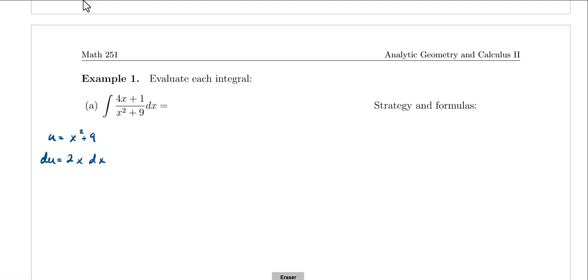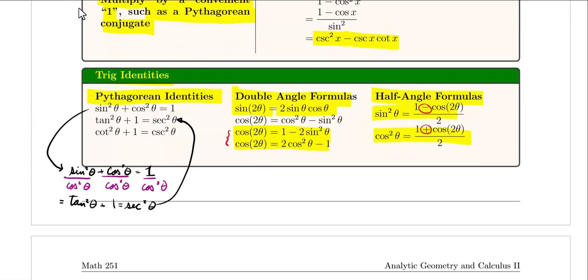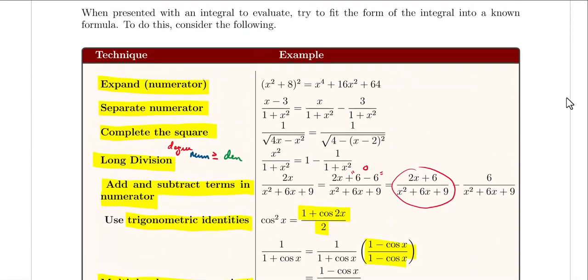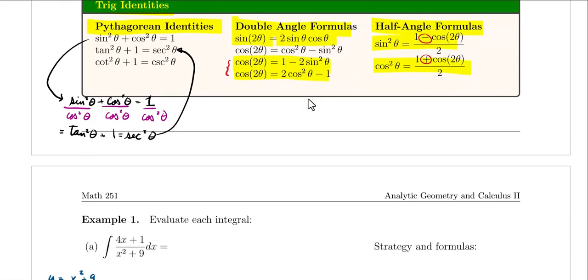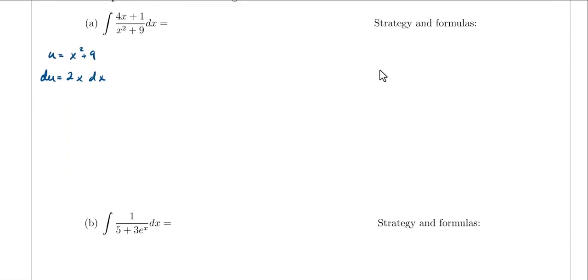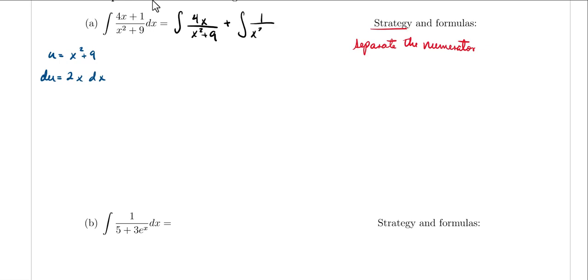So what can we do? Well, I'll let you guys take a look at the above and see if you can come up with one approach that can help us. Alright, so if I scroll up here, which one might work? I'm thinking that, hey, maybe we could go ahead and separate the numerator. And that's exactly what I'll do. So I'll put here as a strategy, separate the numerator. Okay, so if we separate the numerator, we're going to have the integral of 4x divided by x squared plus 9 plus the integral of 1 over x squared plus 9. And let's not forget our dx.